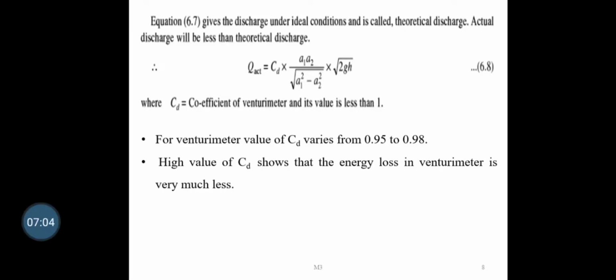So students, note that most of the times you may not be provided with a value of CD. So it's very important you remember the range. You will have to know that it varies between 0.95 to 0.98. So assume suitable values within this range. And the value of CD is so high, which shows that the energy loss in Venturimeter is much less when compared to other devices like orifice meter, which measures the rate of flow.